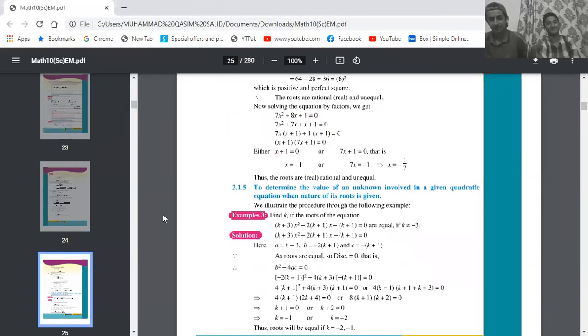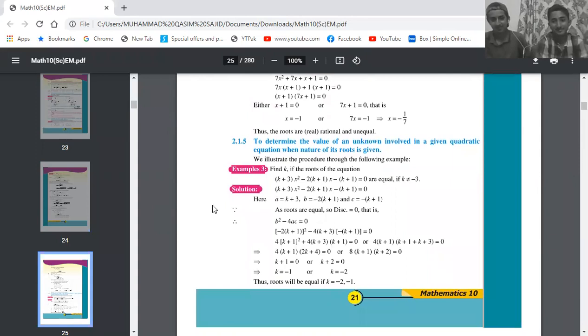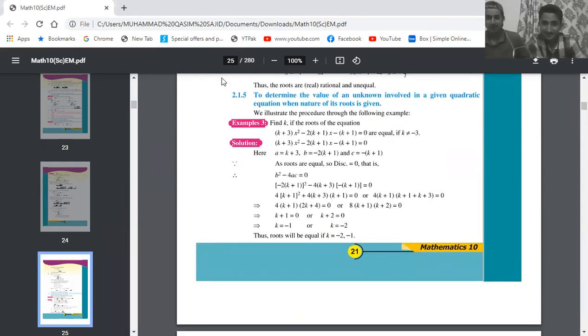Now, to determine the value of an unknown involved in a given quadratic equation when the nature of the roots is given. Now, in this part, we have to find a given unknown. The unknown is something like a, b, c or something else. And the second thing, the nature of the roots is given. So how do we find the value of the unknown?